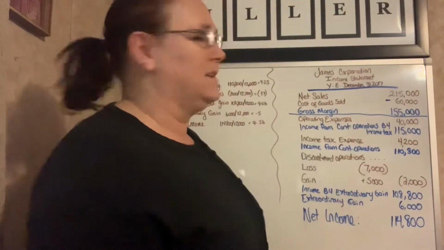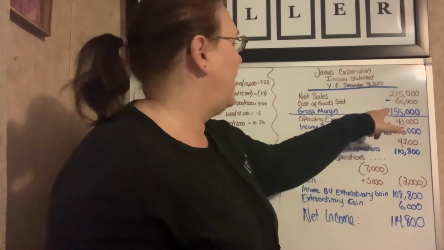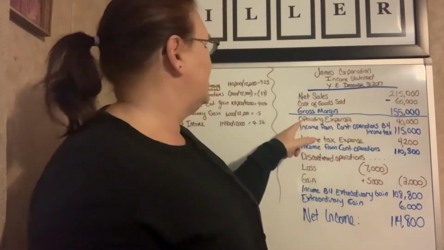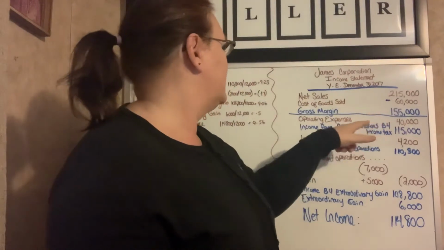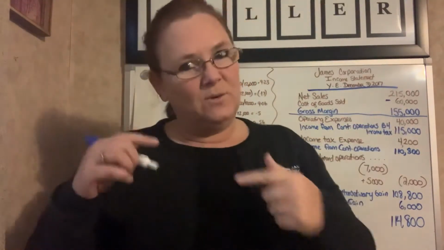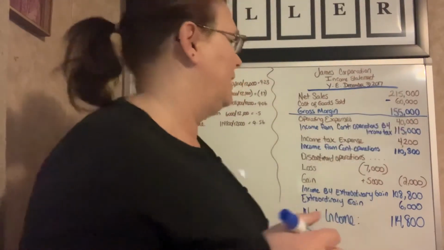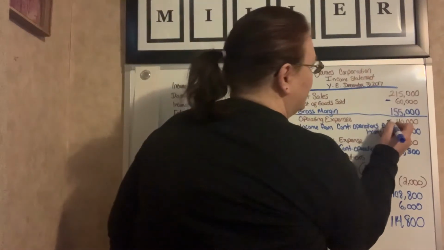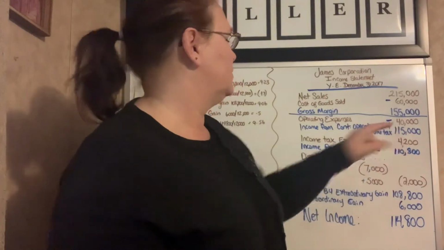Then all we're doing is another simple subtraction. We're subtracting from that $155,000 the operating expenses, $40,000. How do we get that $40,000? Your selling and administrative expenses together are this number. So you have to do a little addition there. So that in this case is $40,000. Subtract that from 155. So again, just another simple subtraction here. 155 minus 40 equals 115.